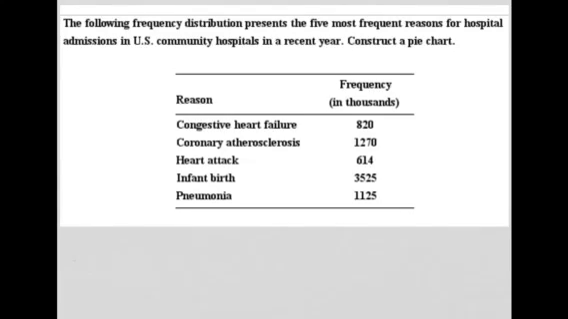In your homework, you have a problem on how to draw a pie chart. So we start with the data we were given, and in this case we have the 5 most frequent reasons for hospital admissions and the frequencies that correspond to those reasons. So what we want to do to start is take each of the frequencies and add them up. And we get a total of 7,354 for this particular problem.